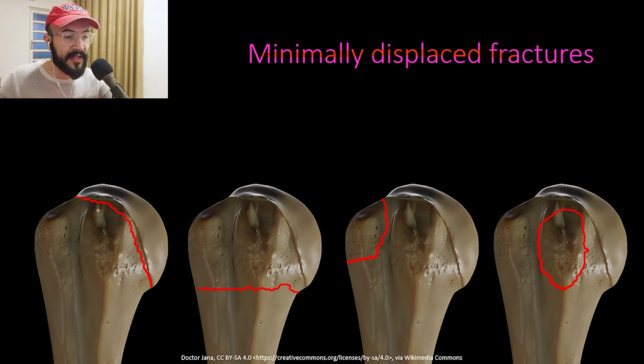So here we have a one-part anatomical neck fracture that you can see right here. And here we have a one-part surgical neck fracture. And here it is a one-part greater tuberosity fracture. And finally, we have a one-part lesser tuberosity fracture. Now there could be more than one fracture line. There could be multiple fracture lines like here, here, and also here. And they all are not displaced. And they are also called minimally displaced, or they are called a one-part fracture.